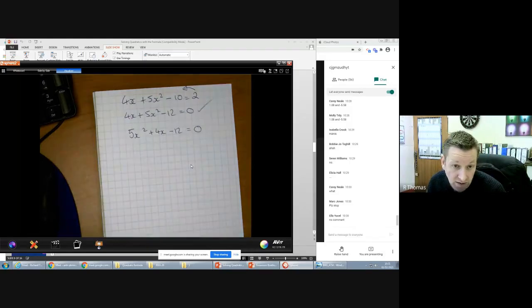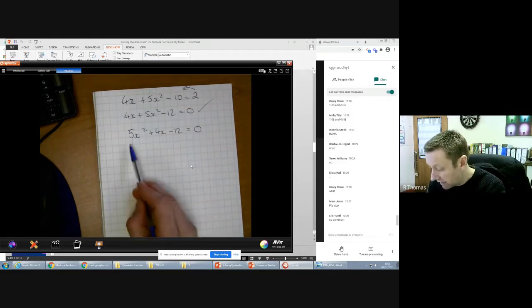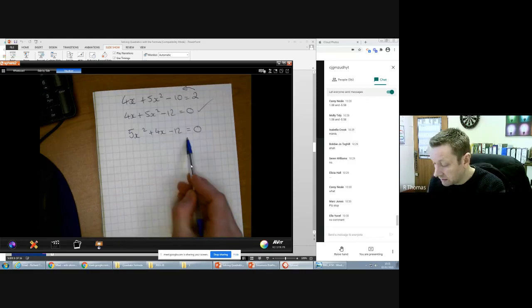Right? So I hope you can see there the misconception that a lot of pupils will have made doing this under pressure in the exam. It's all about being under pressure and rushing. Just sometimes you've got to take your time. Make sure it's in the right form. Ax squared plus bx plus c equals 0.